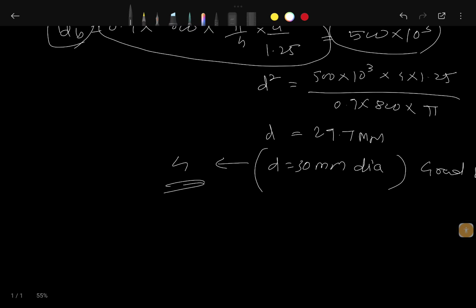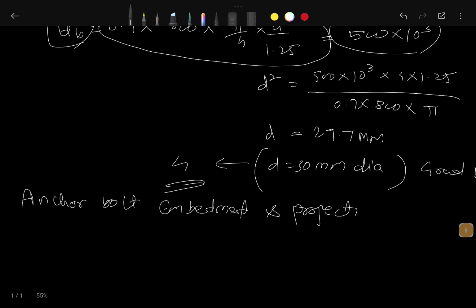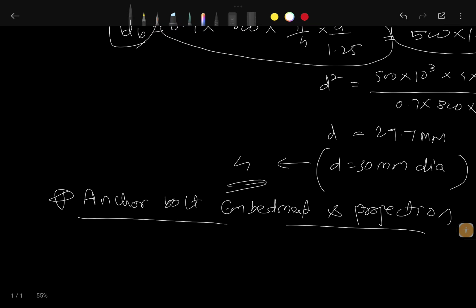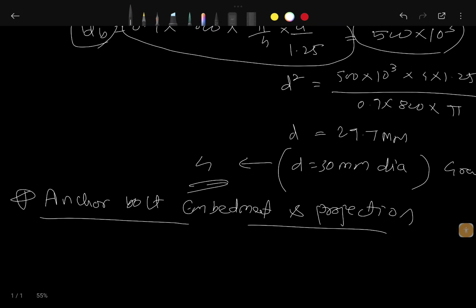The anchor bolt embedment and projection. How much embedment should there be if we use a 30 mm bolt? The embedment length into the concrete pedestal should be sufficient to develop the bond strength and prevent cone failure.